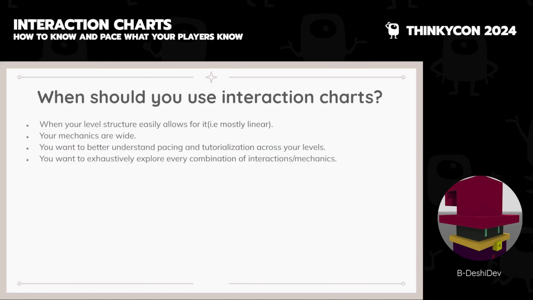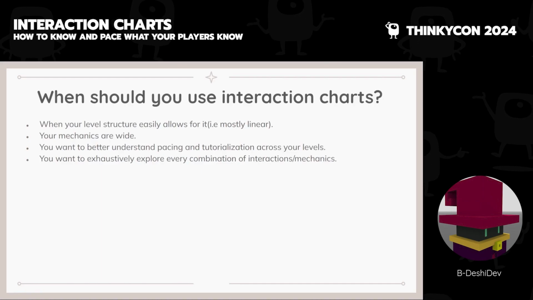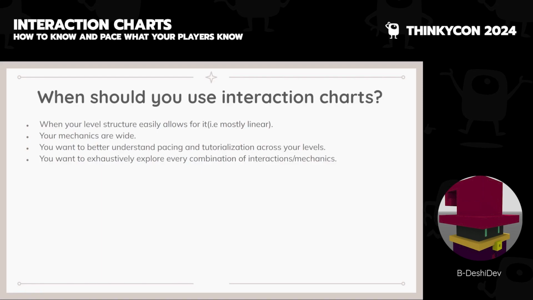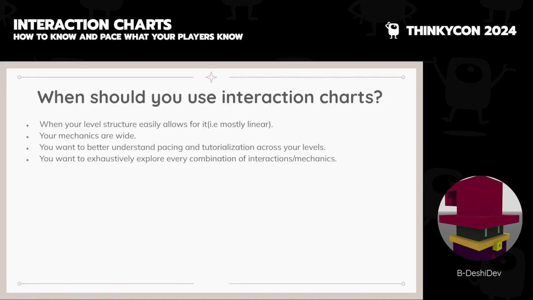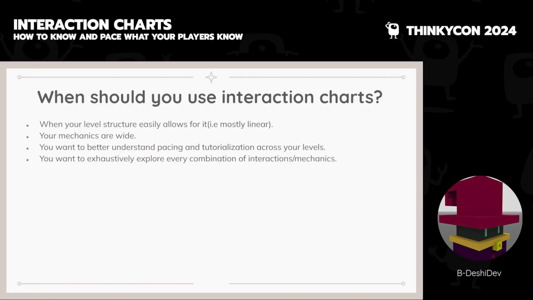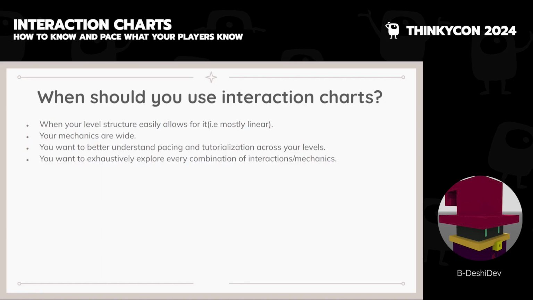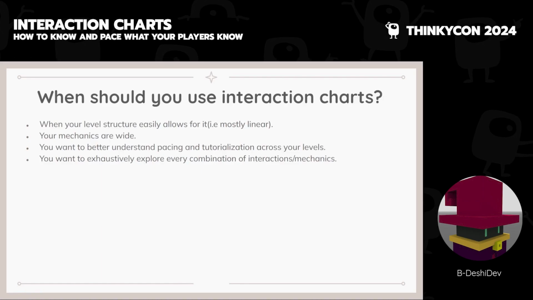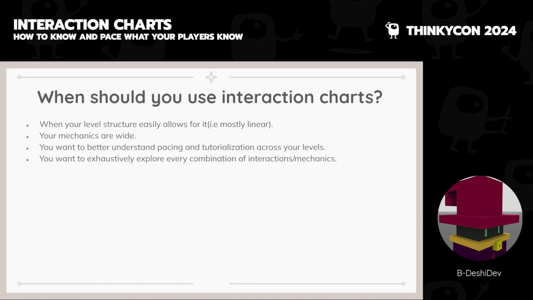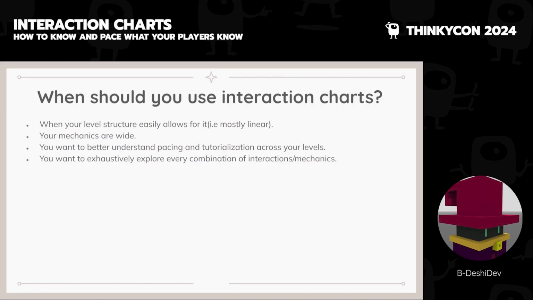So to summarize, when should you be using interaction charts? Firstly, when your level structure easily allows for it, i.e. mostly linear, or your mechanics are wide, or you want to better understand pacing and tutorialization across your levels, across multiple mechanics and interactions, or you want to exhaustively explore every combination of interactions and mechanics. By simply thinking of interesting combinations of interactions, we can come up with level ideas. So this can be another tool in your toolset in addition to puzzle matrices.